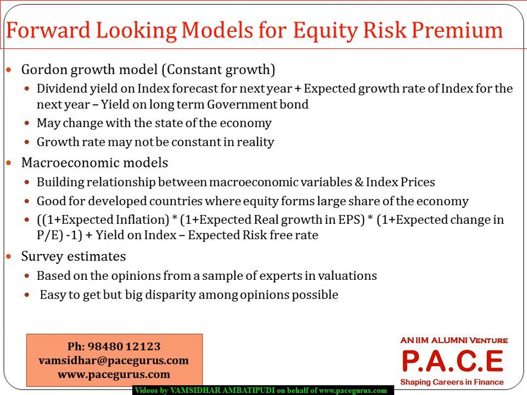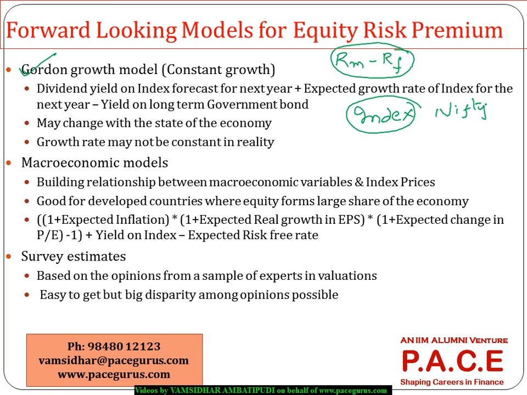Then coming to the forward-looking approaches themselves, we are looking at three major kinds of models. One is called the Gordon growth model, which is also called the constant growth model. What it says is, you compute your RM minus RF using this process. You take a broad index, like the Nifty. For this broad equity index, you estimate how much dividend is going to be declared by the companies constituting the Nifty in the next period, and identify the dividend yield for the next period.